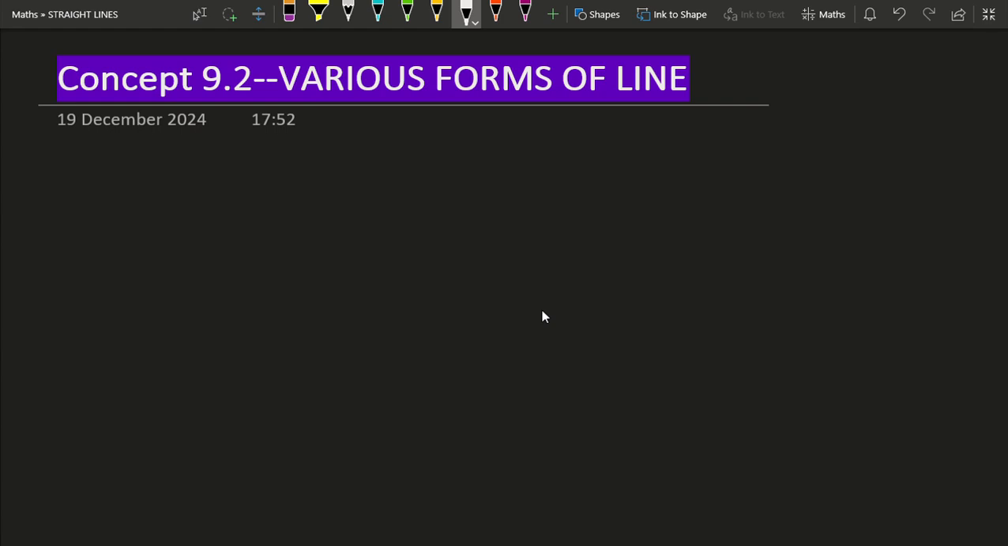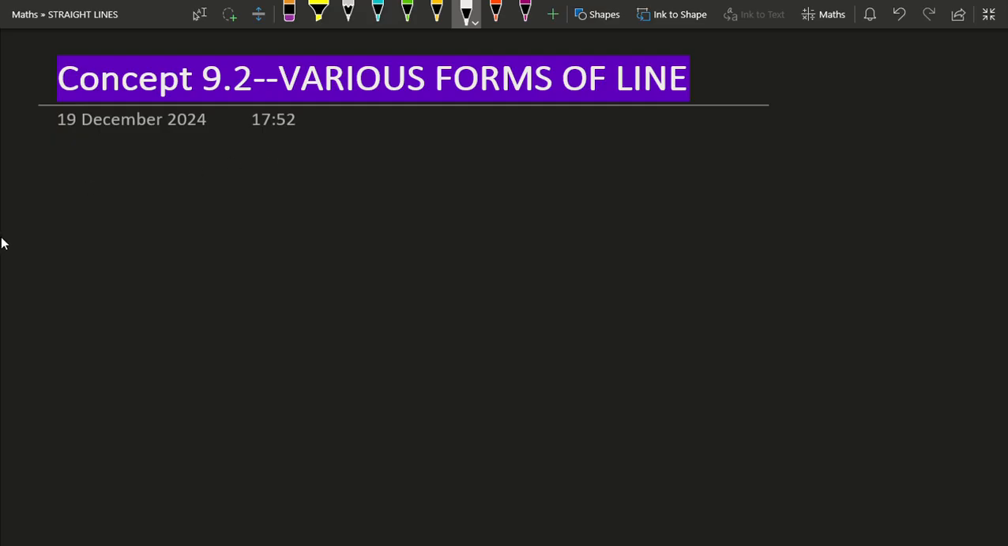Hello students. In previous classes we completed exercise 9.1 and the examples related to it, which means concept 9.1 is fully completed. In this video we will see various forms of a line, which comes under concept 9.2. Wonderful concept this one is. Various forms of a line. How can a line take various forms? That is the part we are going to see now.